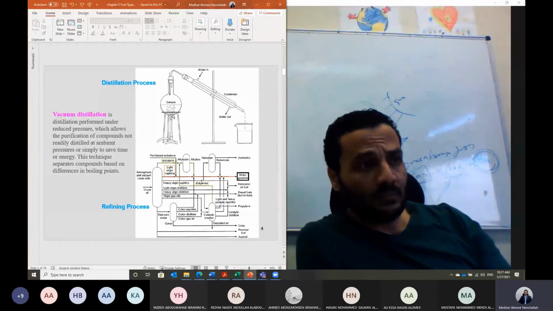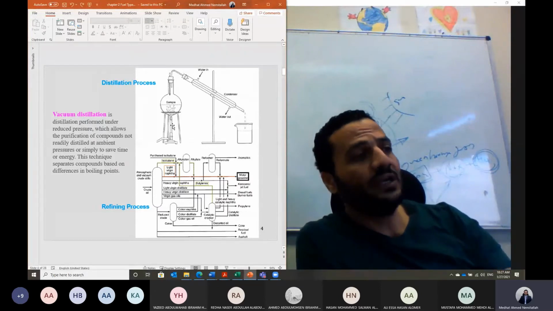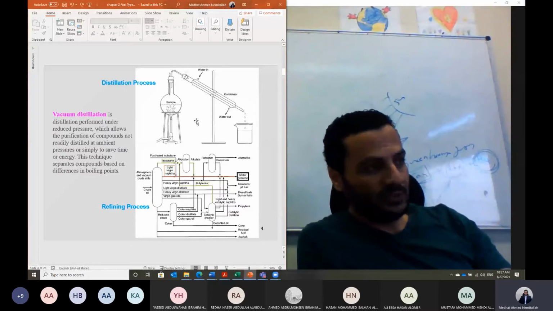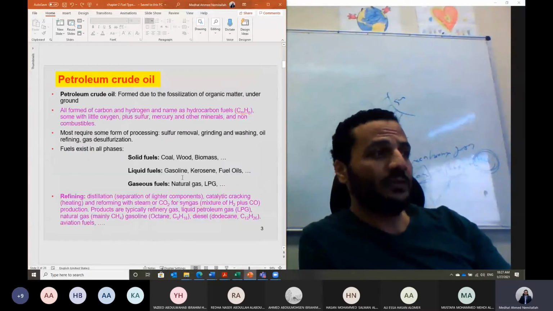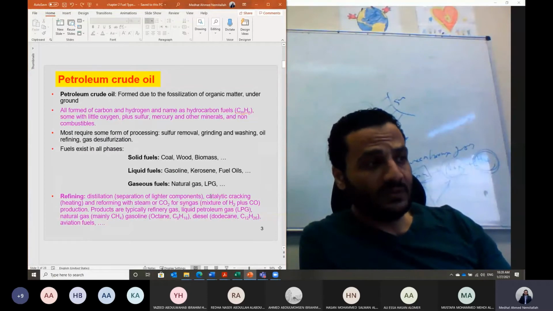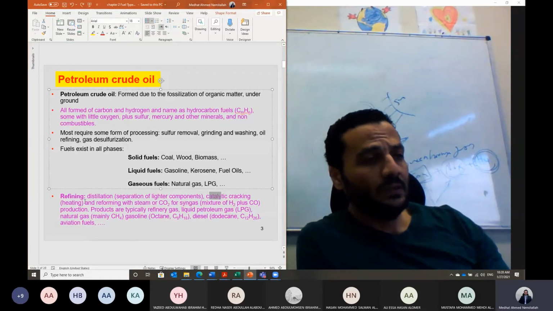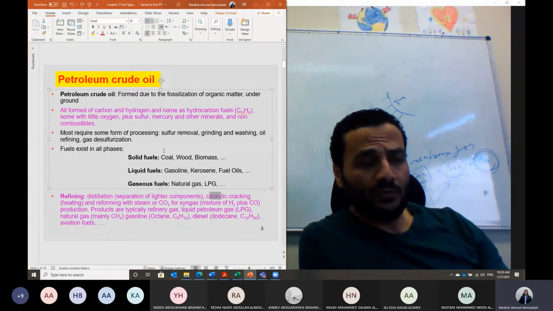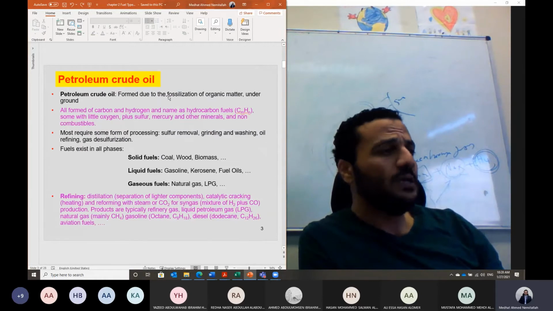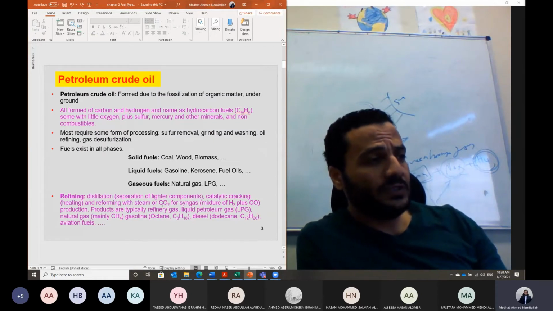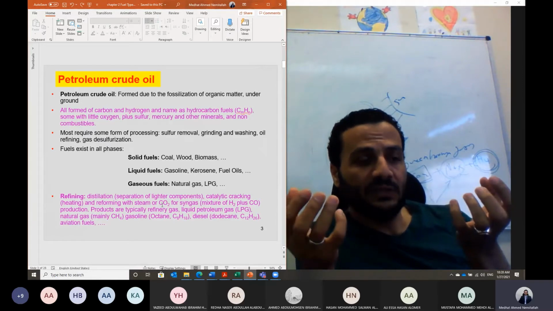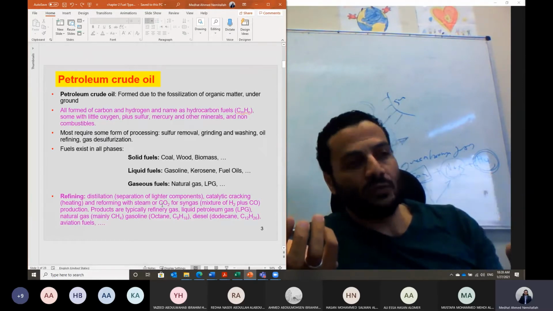Then by creating vacuum, we reduce the amount of heat required to evaporate this fuel. So the first process of refining, Shabab, is distillation, the separation of the lighter component. Then we should have catalytic cracking for the heavier component, which will be separated from the refining process. And we should also have a process we call reforming. Reforming, Shabab, is converting the heavy fuel into lighter component.